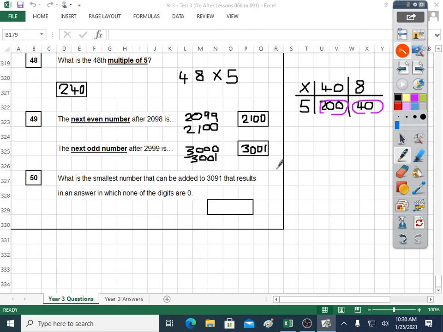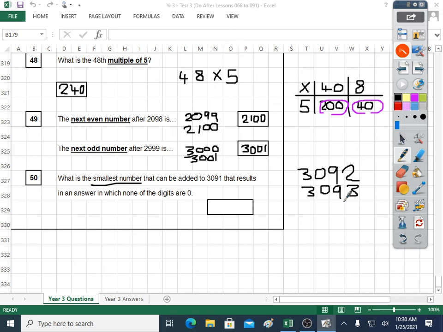the digits are 0? Okay, so if I added 1, it would be 3092, but I'm trying to add a small number, so that's why I went for 1. But I've still got a 0. If I added 2, I'd get 3093. I've still got this 0. So you don't want a 0 in the answer.